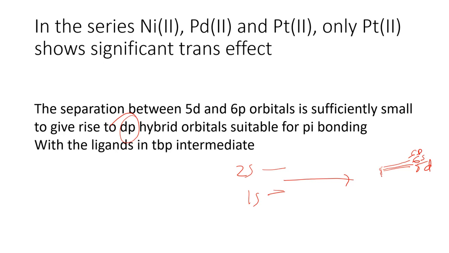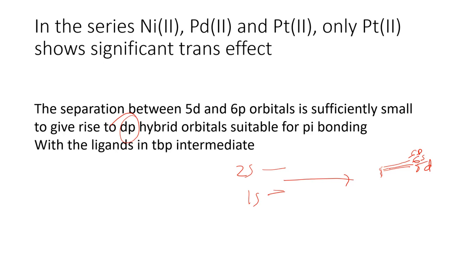So the difference in energy between 5d and 6p would be sufficiently small, and it would give rise to a hybrid orbital like dp, which is suitable for this type of metal to ligand pi bonding in this TBP intermediate, where the transition state is stabilized through this type of pi back donation. Therefore platinum 2 shows this type of trans effect more than nickel 2 or palladium 2.